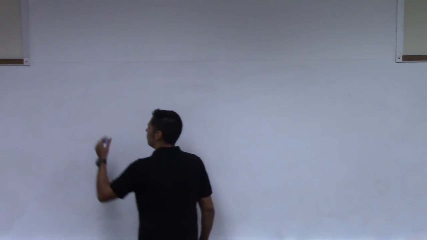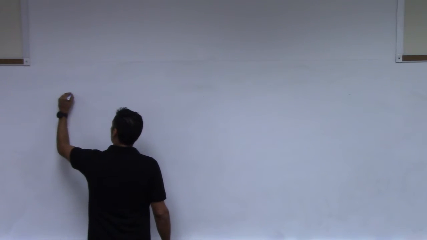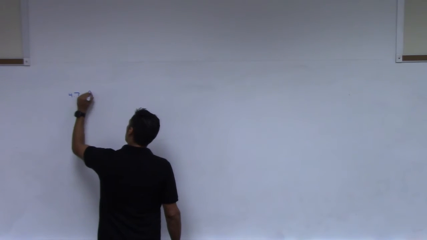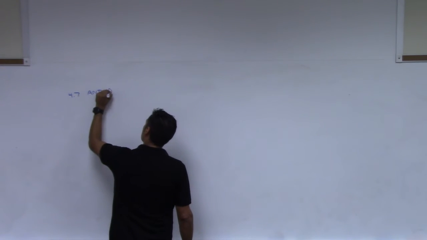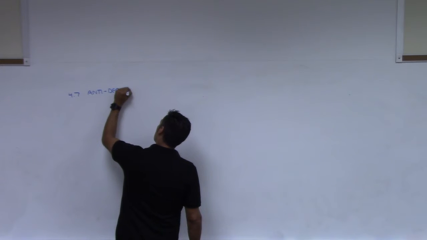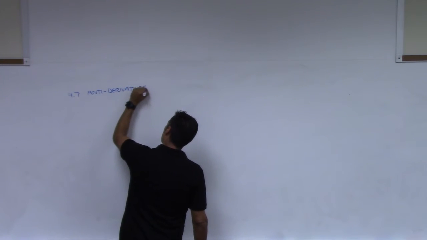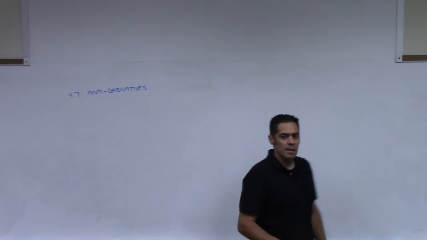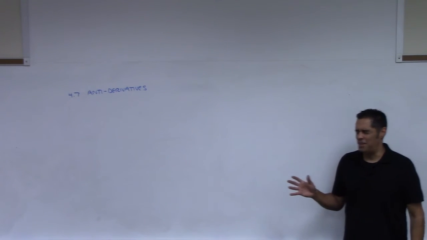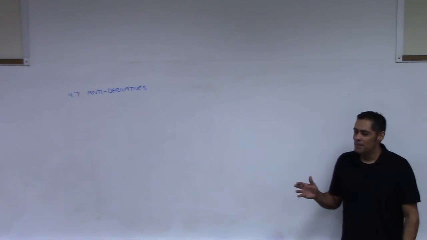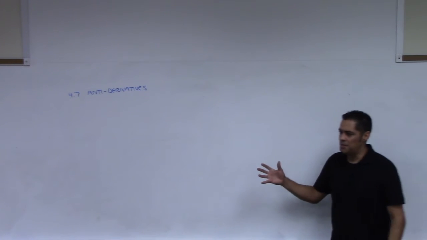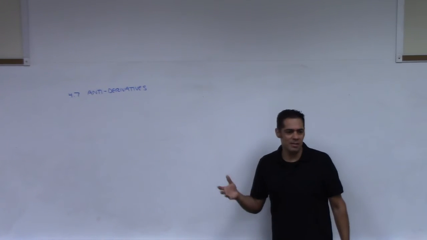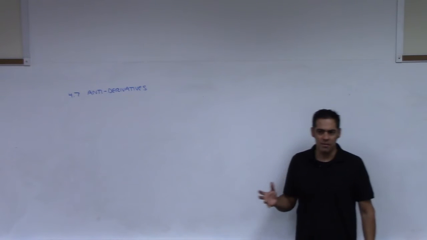All right, let's talk about antiderivatives. This is 4.7, antiderivatives. So in Calculus 1, all we did was derivatives. So there should be some antiderivatives we should be relatively comfortable with.